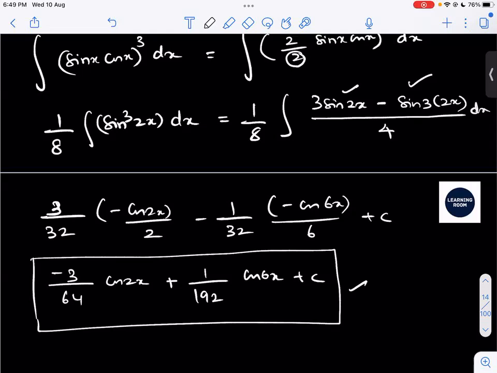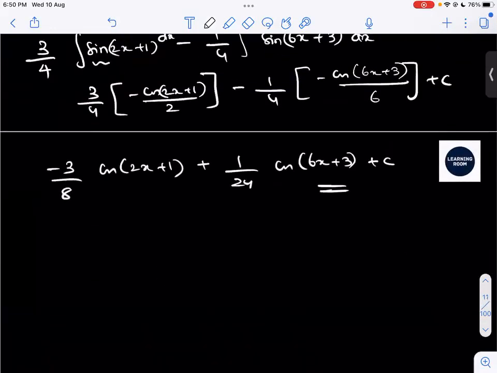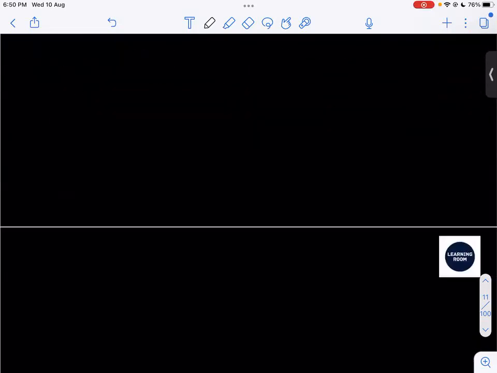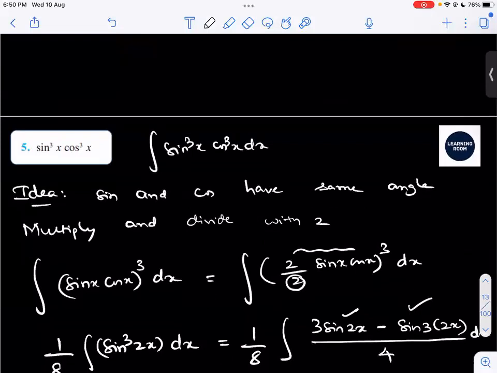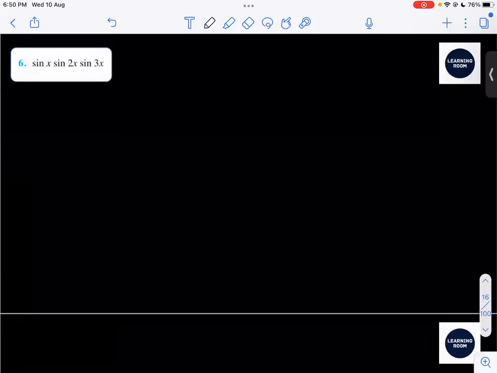There is no direct formula for sin cube x. For sin cube x, you first need to write sin 3x and then proceed. Okay, fine. Shall I proceed to the next one? So this problem I want you to try.